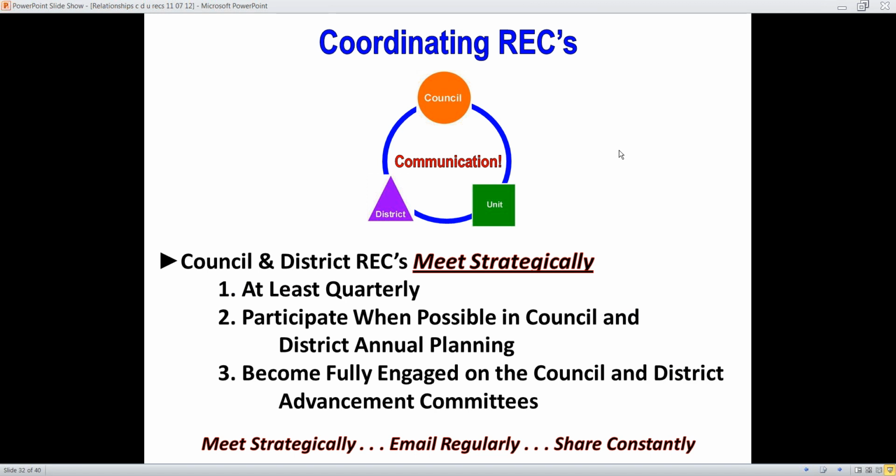Then participate when possible in council and district annual planning. That's where you'll make sure that religious emblems are represented in the program, whether that's by exhibit or presentation. And then become fully engaged on the council and district advancement committees. As a council and district REC, you are a member of those committees, and you need to fully participate because the more people who know and understand about religious emblems, the better progress we'll make.